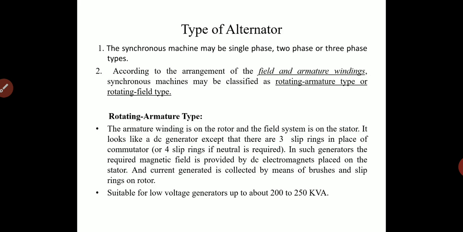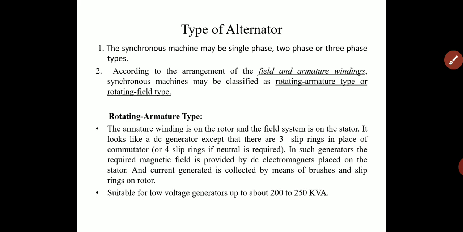Next we see types of alternator. The first classification is that a synchronous machine may be single phase, two phase or three phase type. It is based on the phase: single phase, two phase and three phase.